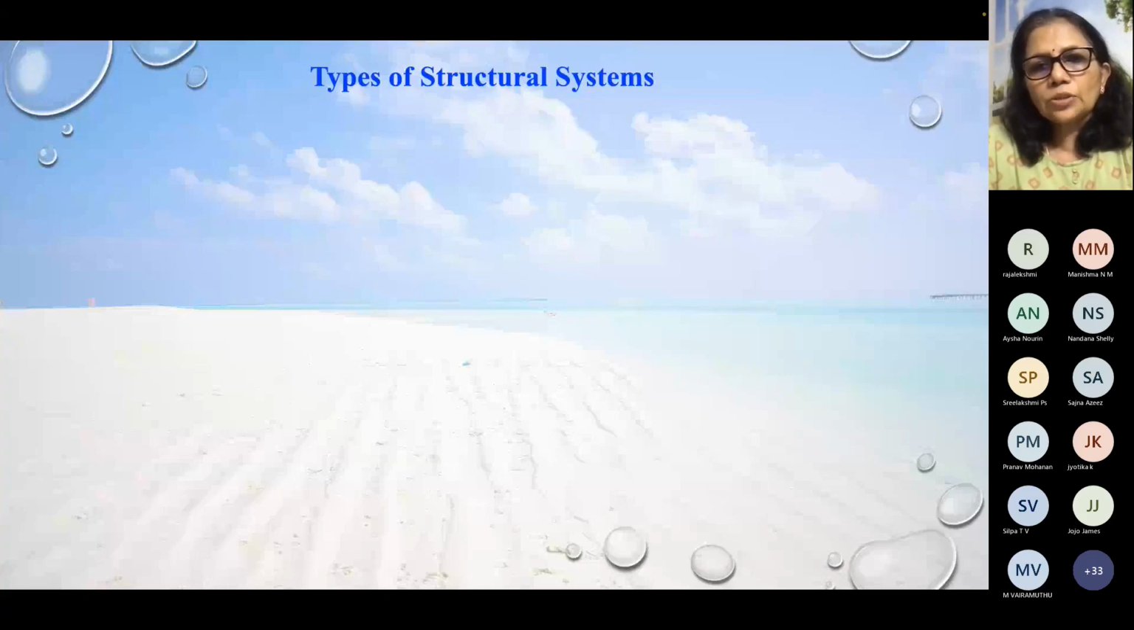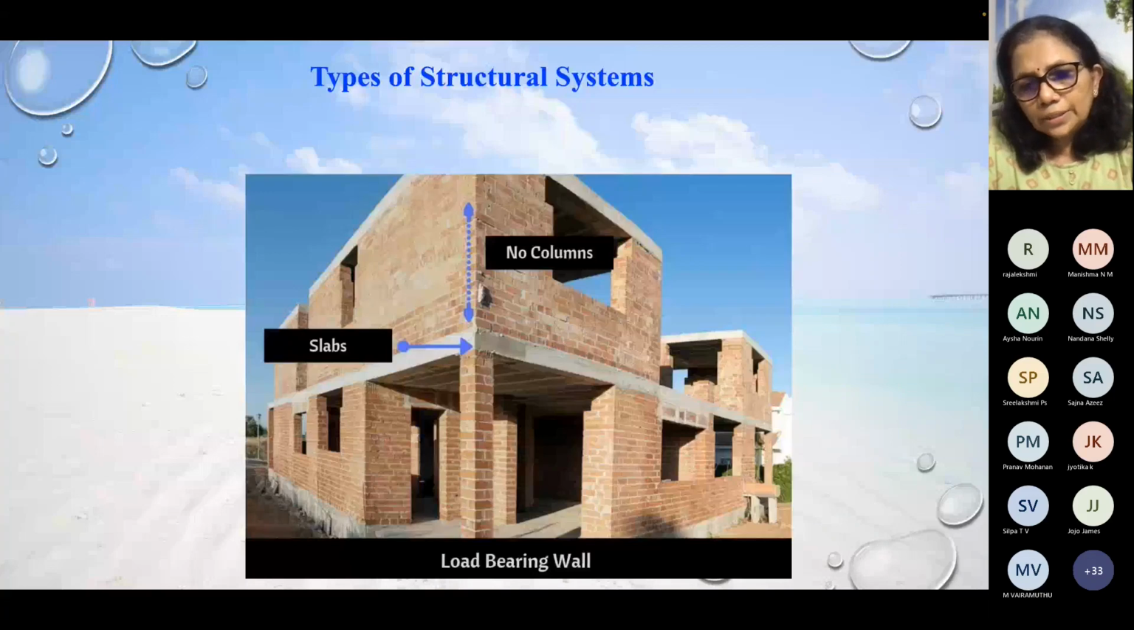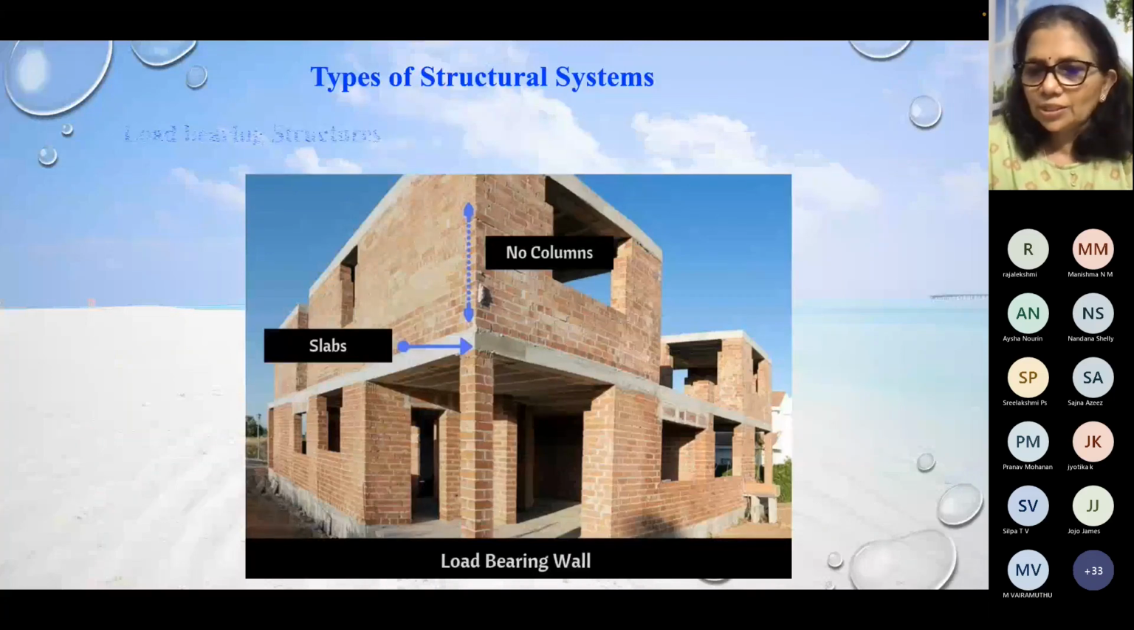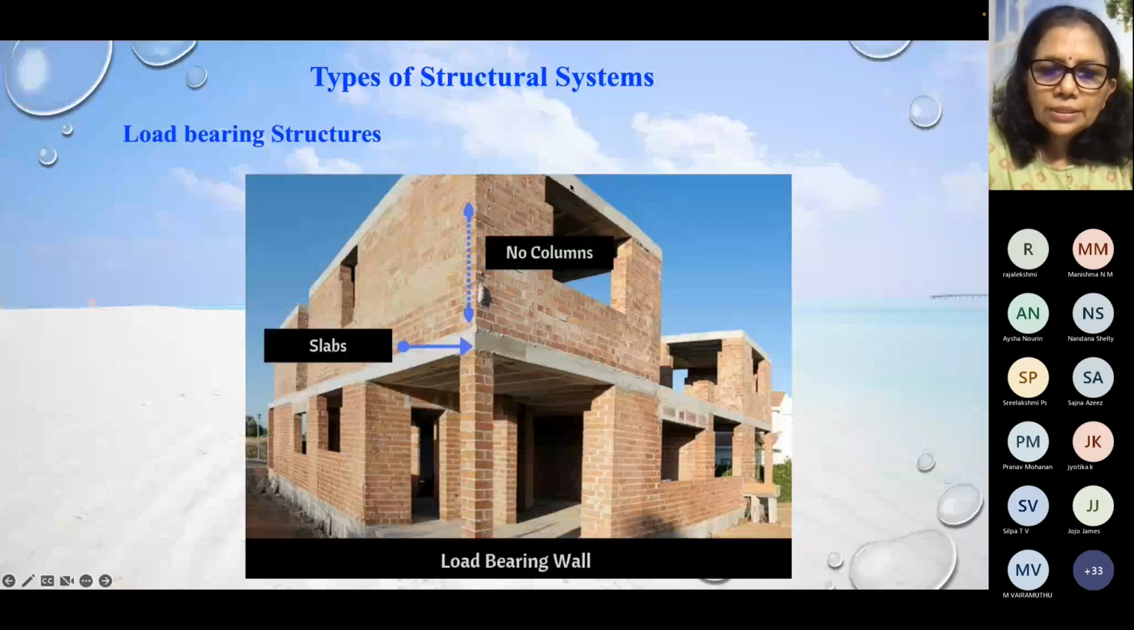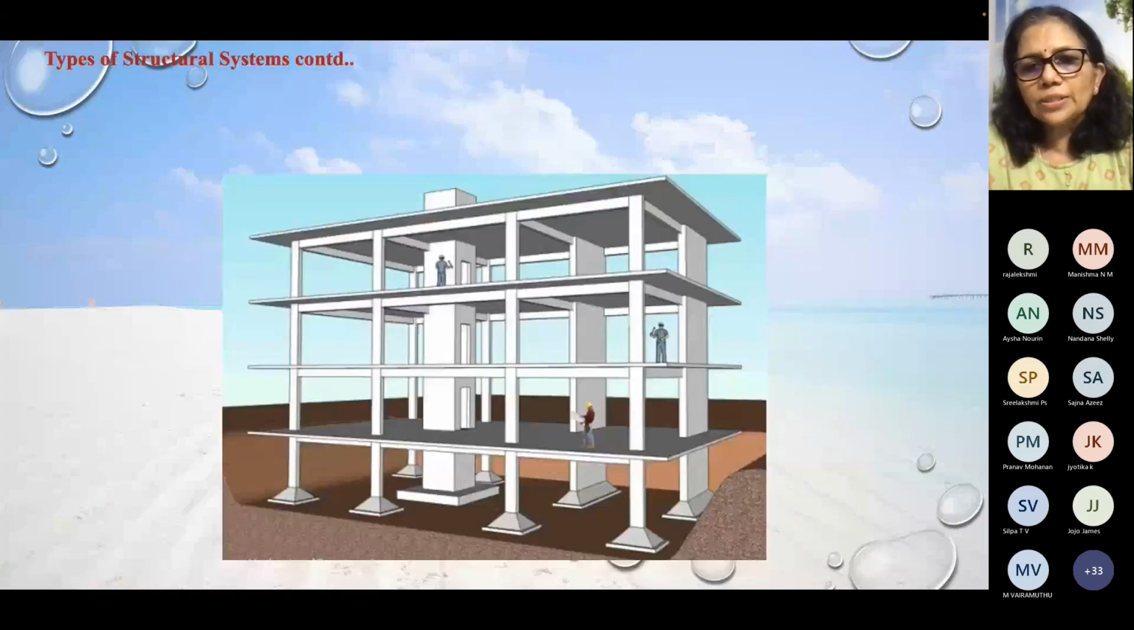This is a typical structural system where this will transfer the load to the foundation. Can you identify this structural system? It is nothing but a load-bearing structure. Okay, so load-bearing structural system it is. You can see that the load is transferred from the slab through the wall, then through this to the foundation. So it is all load-bearing wall. So load-bearing structure. Can you identify this structural system?